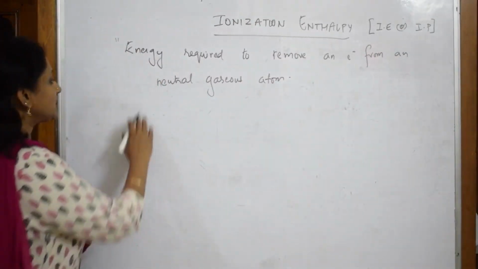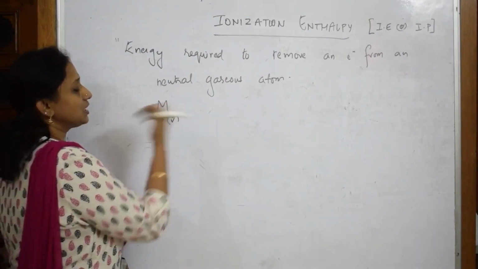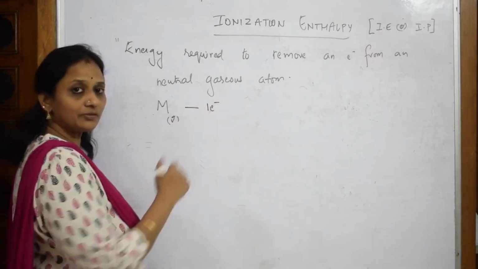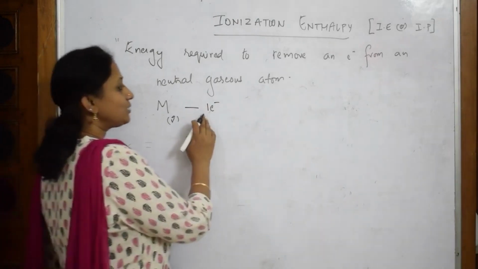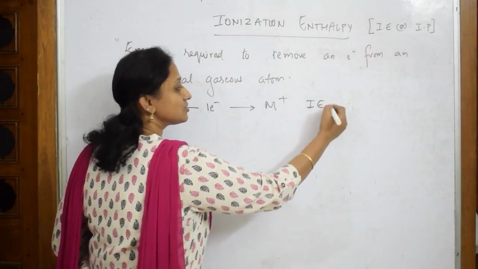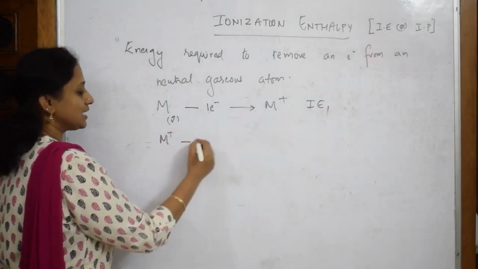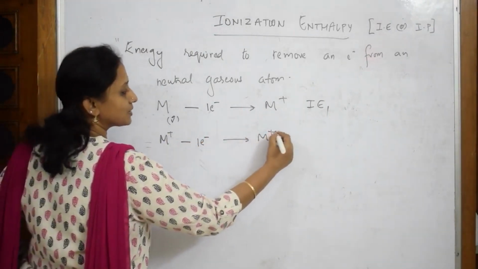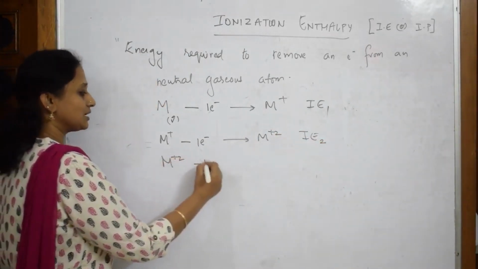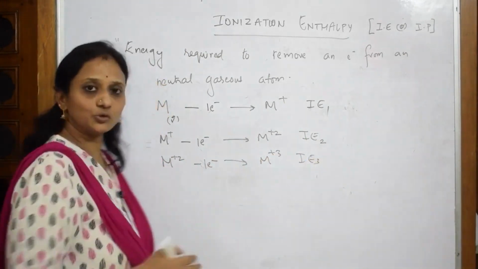What does it mean? Suppose I have an atom, I'm denoting it by M, in gaseous state. Now what am I going to do? I'm going to remove an electron from this, so I'm taking out minus e. When I'm removing an electron, it becomes M plus, and the energy is called IE1, ionization energy 1. Taking the same M plus, again I'm removing an electron, so this becomes M plus 2. This is called ionization energy 2. If I remove one more electron, it becomes M plus 3, ionization energy 3. It goes on like that.